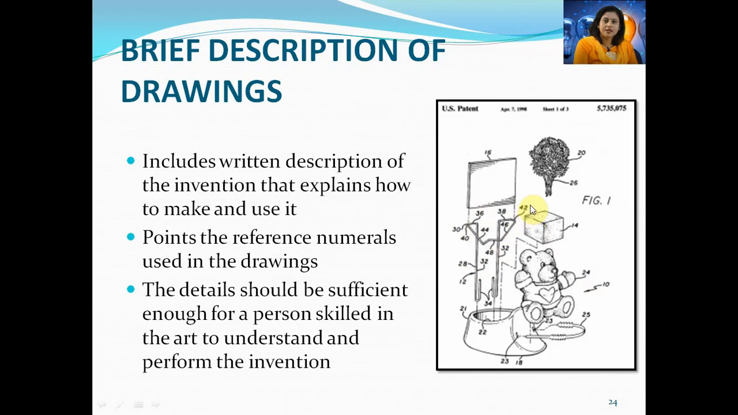Suppose this is the main figure and it points to figure number 42. Now you should have a figure number 42 where it relates to that particular point. The details should be sufficient enough for a person skilled in the art to understand and perform the invention.